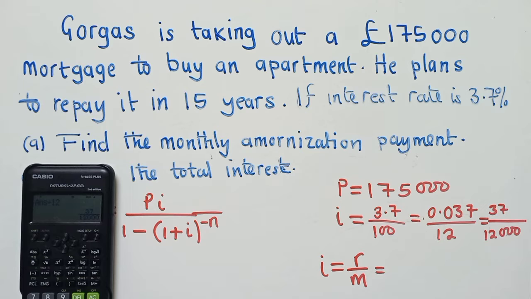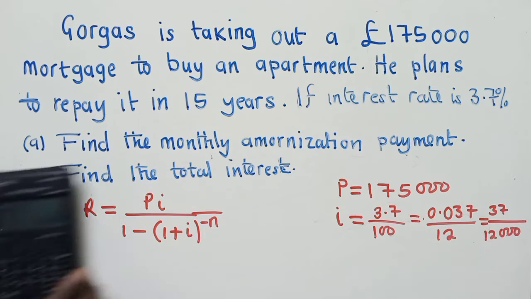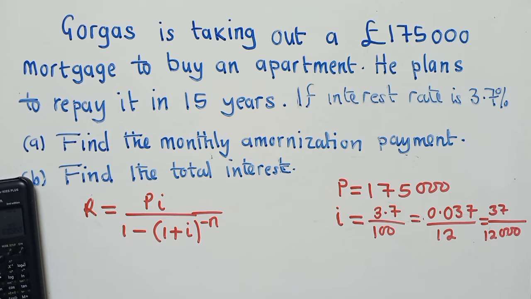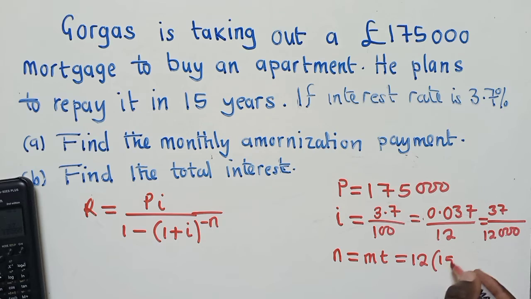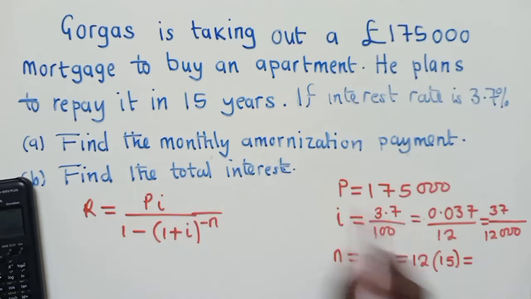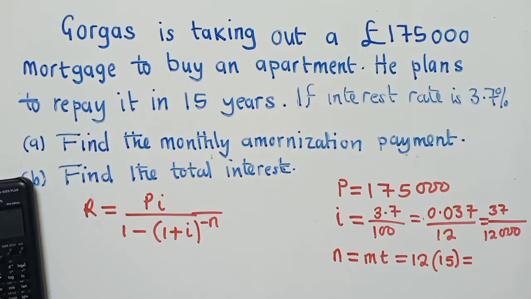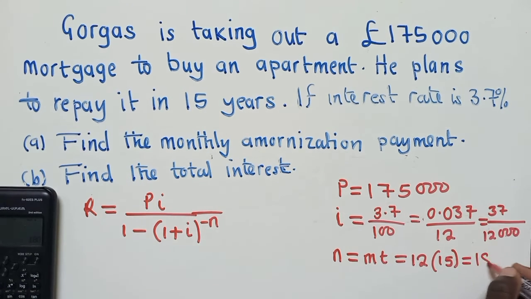All right. So we now go to the n. Remember our formula has got n here. So how do you identify your n? Your n will simply be m multiplied by t. So what is our m? It's 12, the number of months in a year. And t is the time. It's 15 years. So you just multiply 12 by 15. And what are we getting? Of course, we're getting 180.